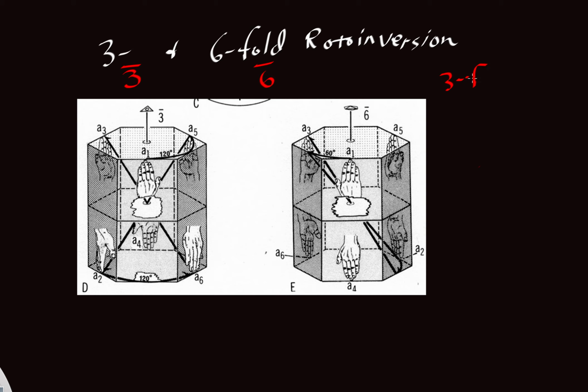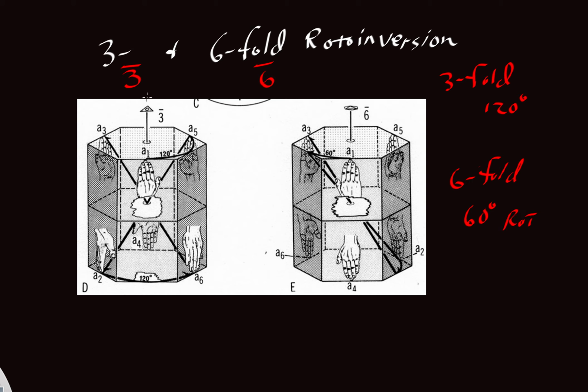So for a 3-fold rotational axis, we would have a 120-degree rotation. In this case, we're not going to stop there. We're going to add an inversion after the rotation. And then for the 6-fold, we have a 60-degree rotation.